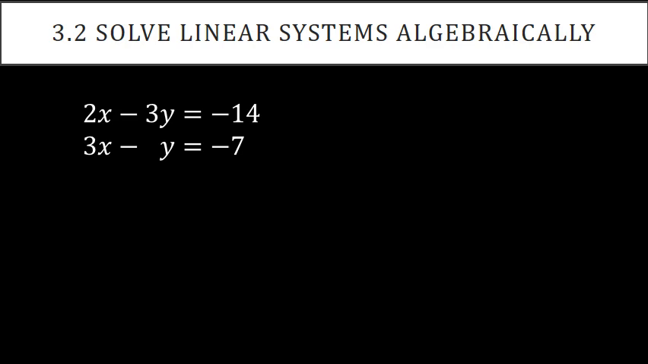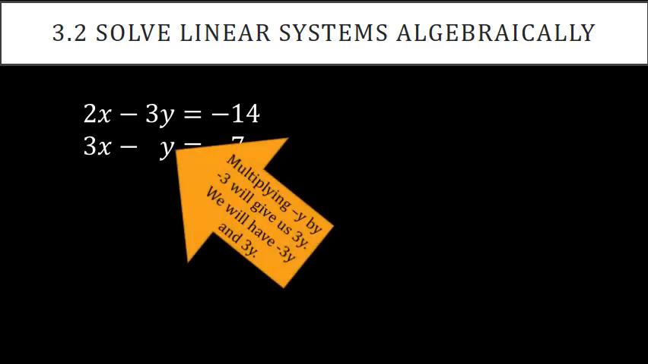Here's our first example. Notice the y. It'd be easy to change the y in the second equation into 3y. So I'm going to multiply the second equation by -3 to give us 3y. That way we'll have negative 3y in the first equation and positive 3y in the second equation.